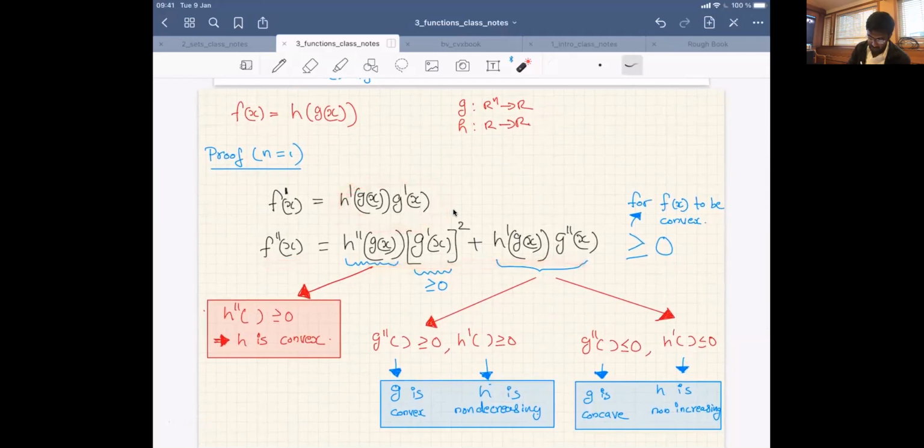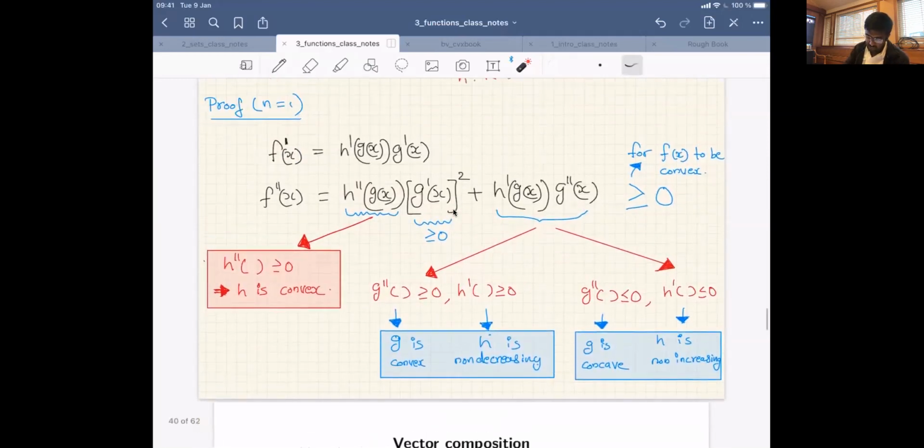Again for the second derivative, you apply the chain rule. So first keep one thing constant and find the derivative of the other. Then you again get a g dash x that will form this square here. Then the second term here. So this is simple chain rule. And now we will observe under what condition this f is convex.